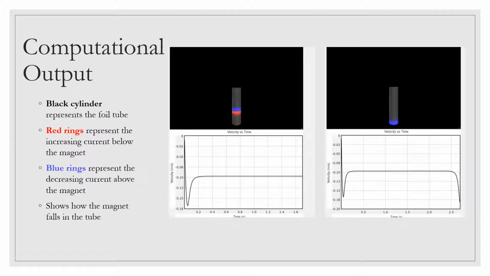You can see the black cylinder, which represents the foil tube. The red rings represent the increasing current below the magnet. The blue rings represent the decreasing current above the magnet. And this just shows how the magnet falls in the tube. On the left, it shows the model when it just started to begin and the graph that it created. And on the right, it shows the model after the code had run completely through and the magnet had completely fallen, and then the graph at the end, which shows the velocity versus the time.